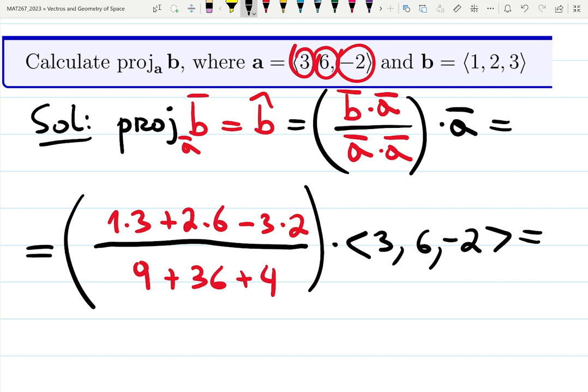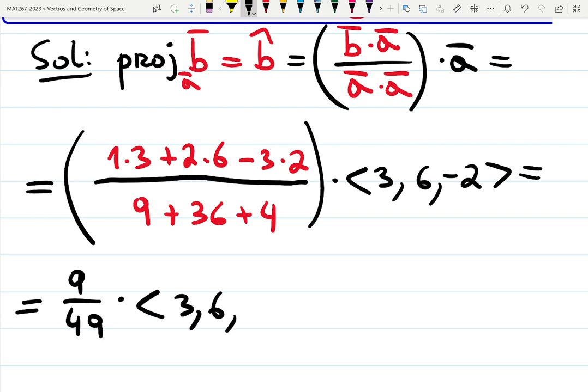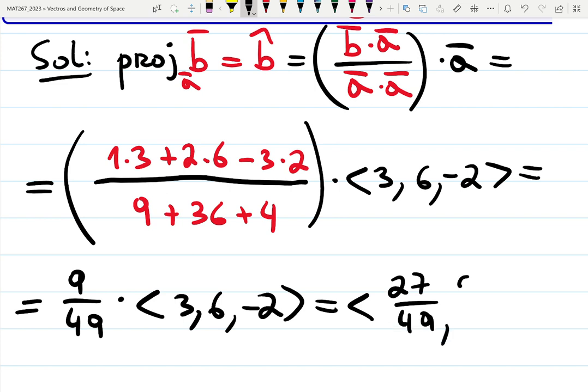And now what do you do? You calculate this number and multiply each component by this number. Because I'm extremely smart, I can see right away. It's 9 over 49. Well, I have it in my notes. 9 over 49 times 3, 6, minus 2. And now you multiply component by component. 3 times 9, 27, blah, blah, blah. That is not very interesting. 49. Remember, the answer better be a vector. So in multiple choice, bless you, I will give you 2. It's always there.